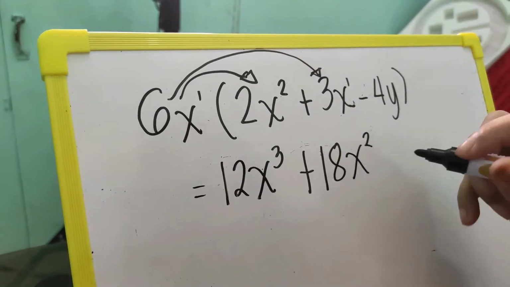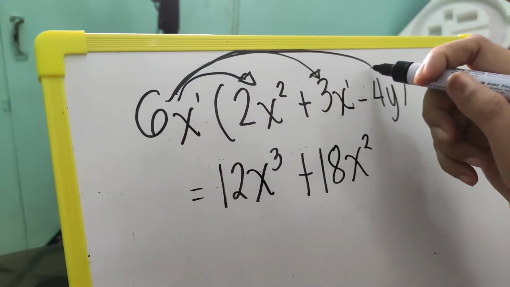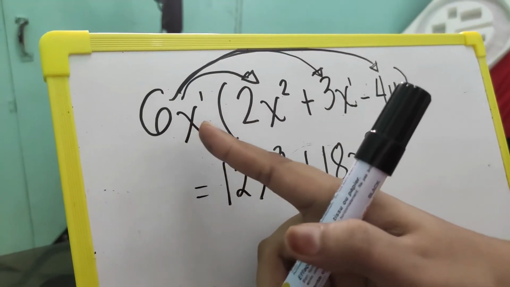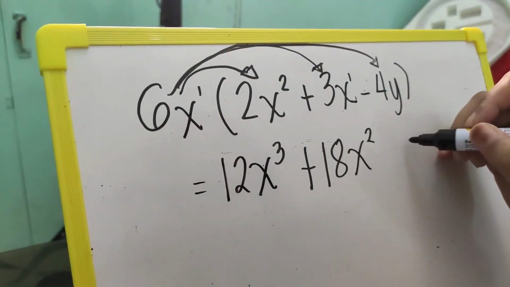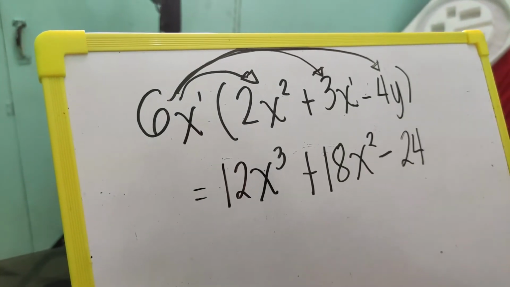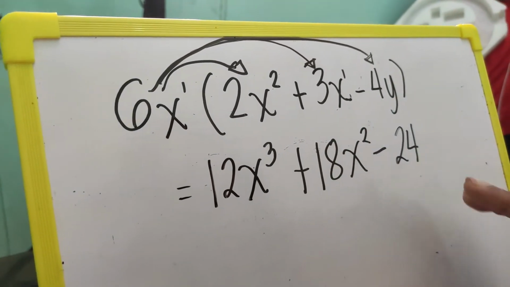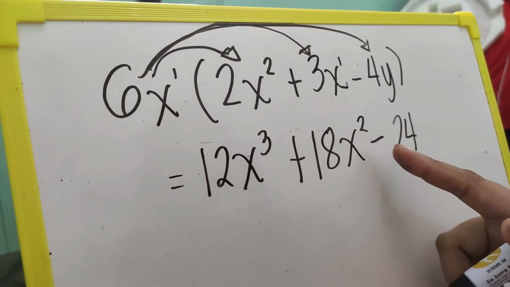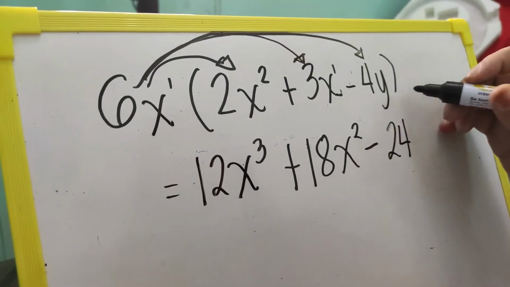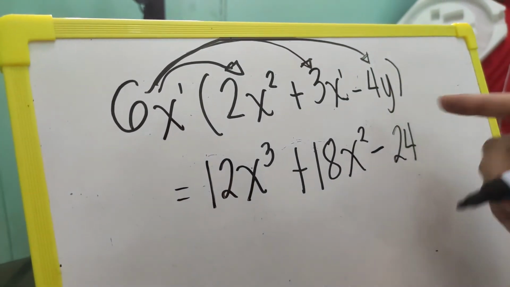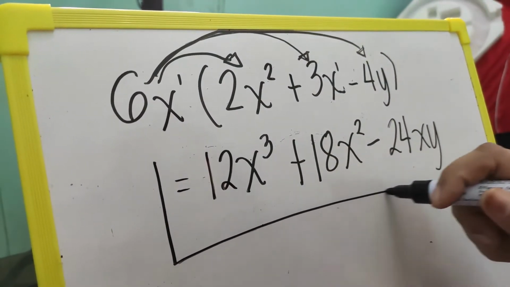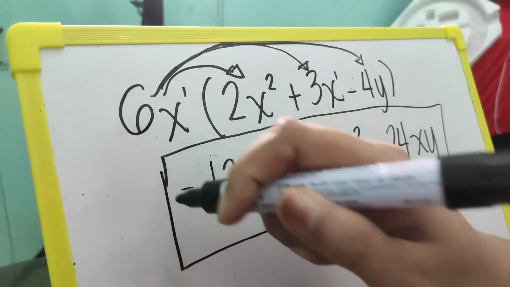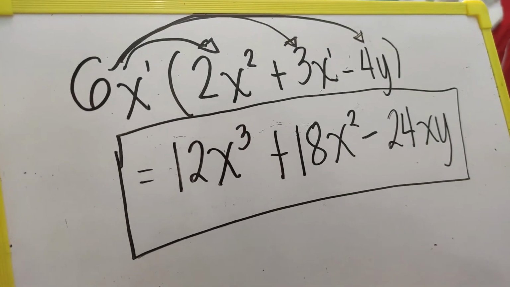And then lastly, distribute also here. You multiply 6x times 4y. 6 times 4 is 24. Since we have here minus, all you have to do is to copy the operation. And then, x times y is xy. So therefore, in multiplying polynomials, you just do the distributive property and that would be the final answer.